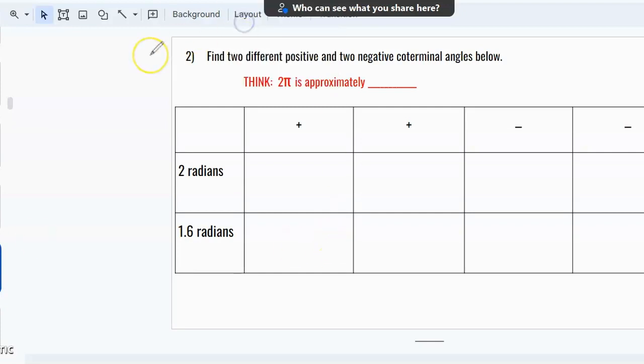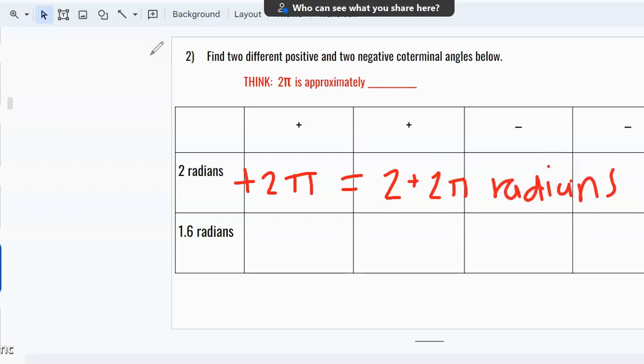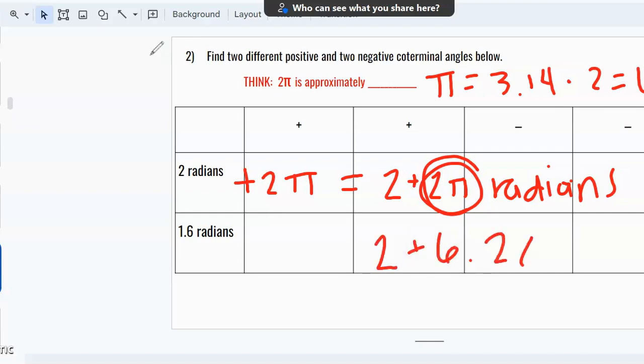When we want to add 2 pi, for example, so say I take 2 radians. If I want to add 2 pi, we don't say, okay, this is 2 plus 2 pi radians as our answer. We want to be able to get this as an actual number. So I need to think about 2 pi as an actual number, so as a decimal. We know that pi is equivalent to 3.14. Well, that means 2 pi is equivalent to 6.28. So what I'm going to do here is 2 plus 6.28. Hopefully you can do that in your head, but if not, calculators should be handy. 2 plus 6.28 is going to give me a total of 8.28 radians.